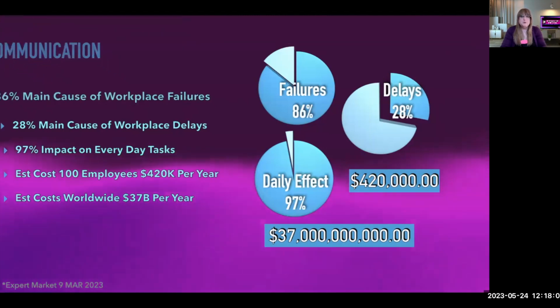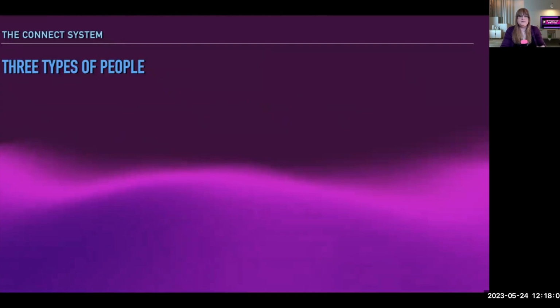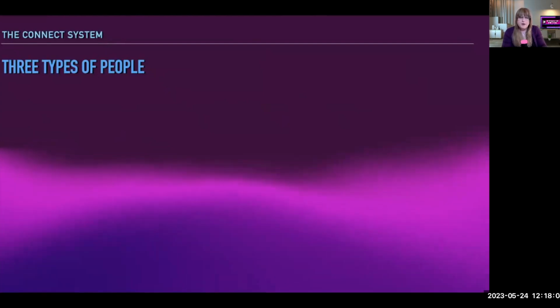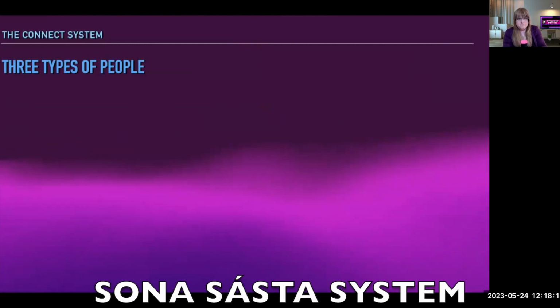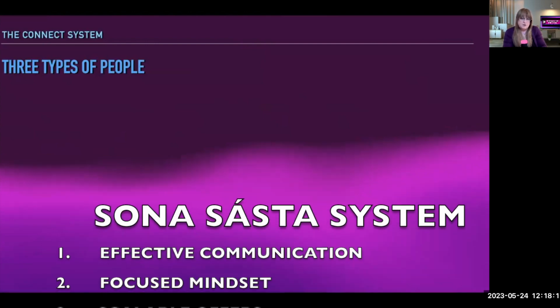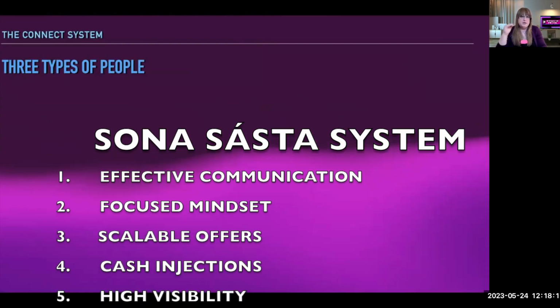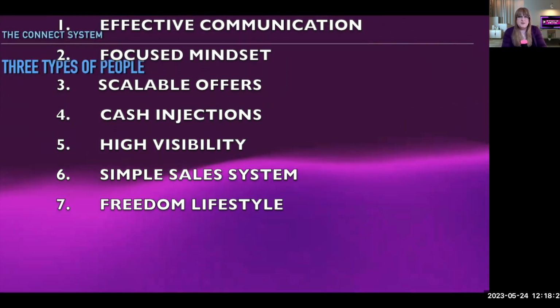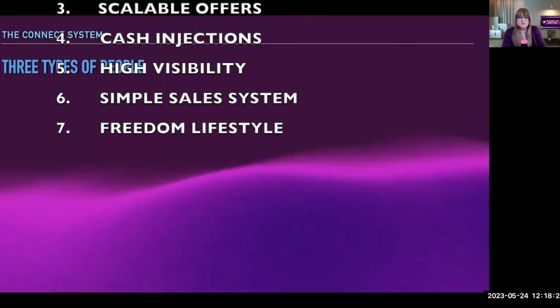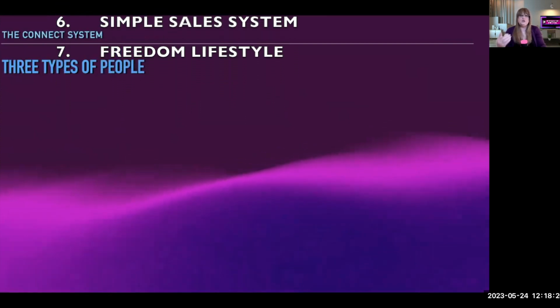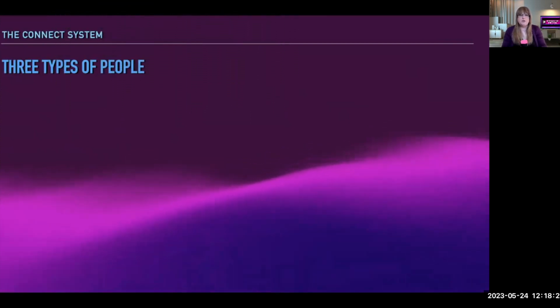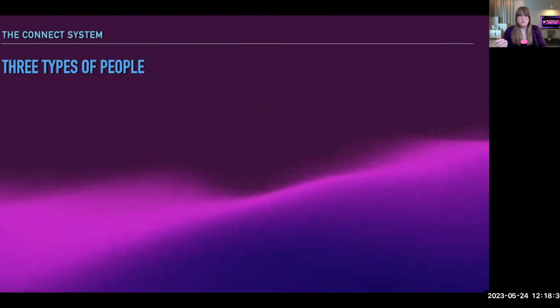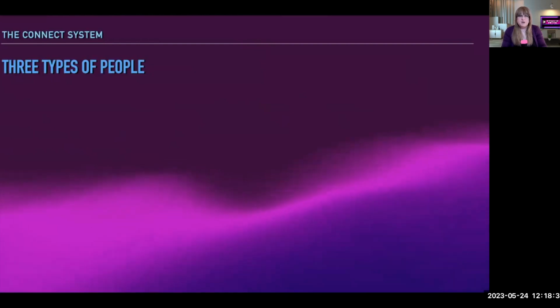That's just one example. So now the Connect System. If you can connect with the person, then you can communicate better, and you have effective, clear communication. The Connect System is part of the Sona Sásta system, which we'll talk about later, and the first pillar of that is effective communication. It's really important. You can speak the same language, say English, and still have miscommunication, whether it's cultural, dialect, or just unclear communication.